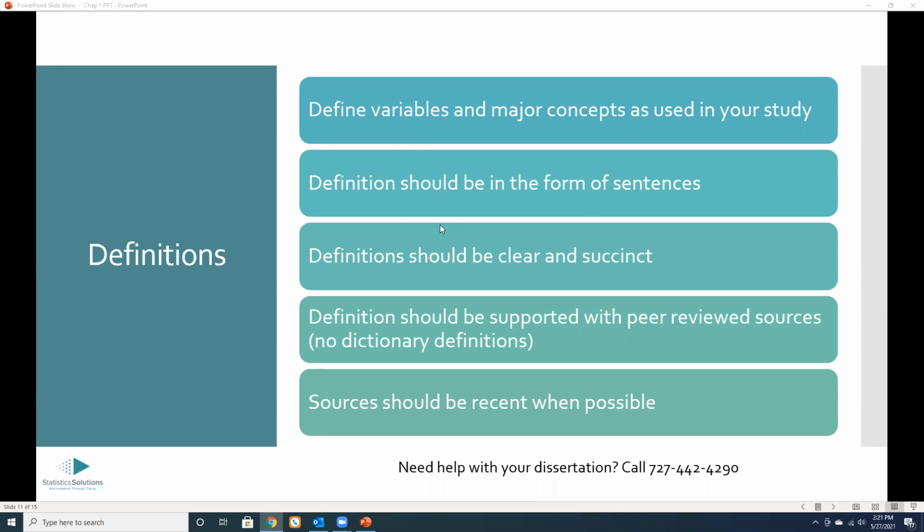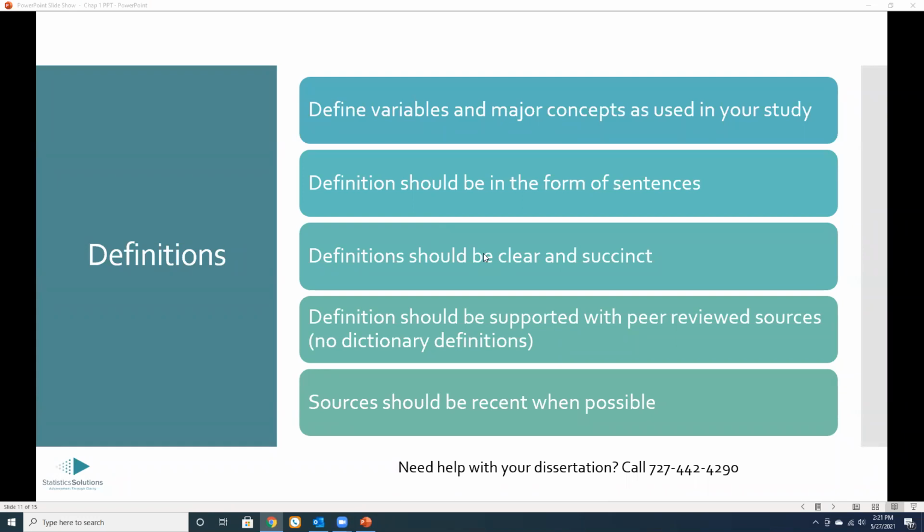So teacher effectiveness will refer to, that's how you should start all of them. Such and such is, or such and such will refer to. Usually a sentence covers it, maybe 2. Again, they're clear, succinct definitions, not discussions.